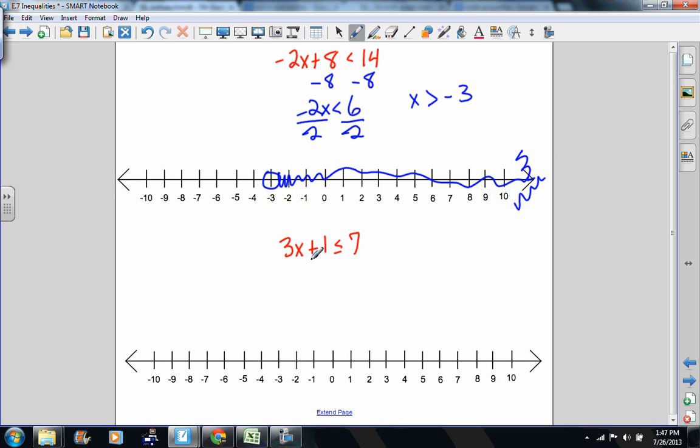On the bottom, I subtract 1. So I get 3x is less than or equal to 6. I divide by 3, but it's positive, so I don't have to flip. X is less than or equal to 2. Here it's a closed circle because we have the line underneath here, and we're going to shade to the left.